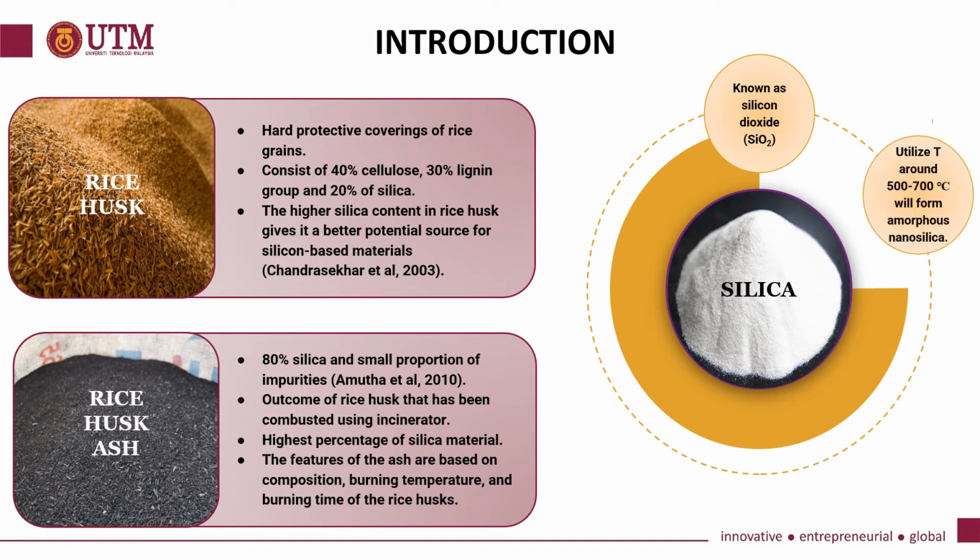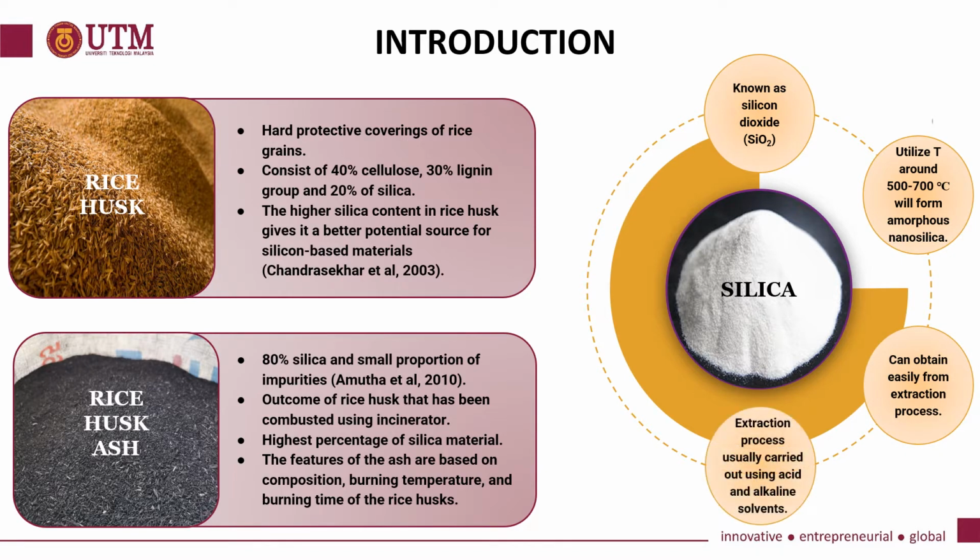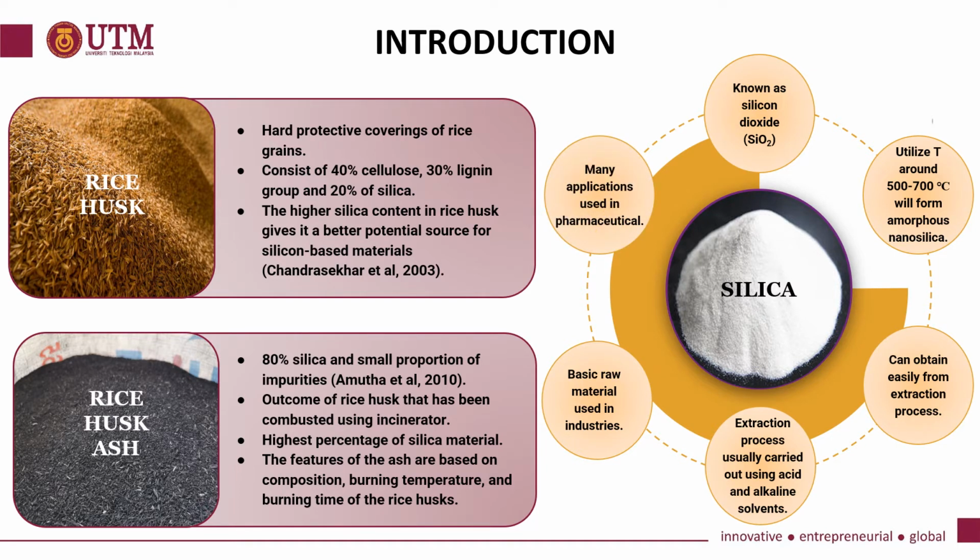Next, amorphous silica is the main component of the ash under controlled combustion at burning temperatures in the range of 500 to 700 degrees Celsius for a period of about 1 hour. The silica can be obtained easily from the extraction process. A previous study shows that the extraction process is usually carried out using acid and alkaline solvents. It is a basic raw material and due to its special properties, silica has had an irreversible impact on healthcare, physics, chemistry, biology as well as other industries. It is also used in the pharmaceutical industry.